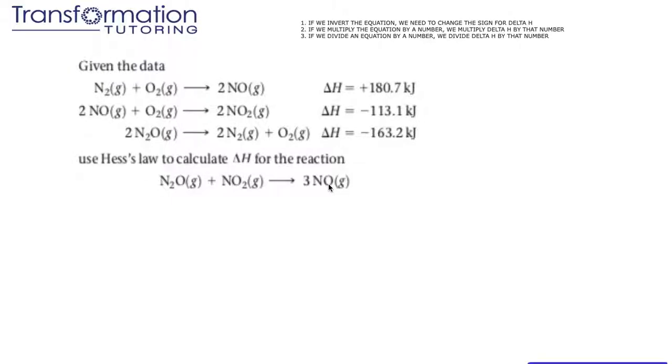This is part 2 of the Hess's law problems. You can check out my part 1 for an easier Hess's law problem, and here we will tackle the one that is a little bit harder. We can see that we are given 3 equations or 3 steps, and we have to use Hess's law to calculate delta H for the reaction that is shown below. So this reaction we need to find delta H for.